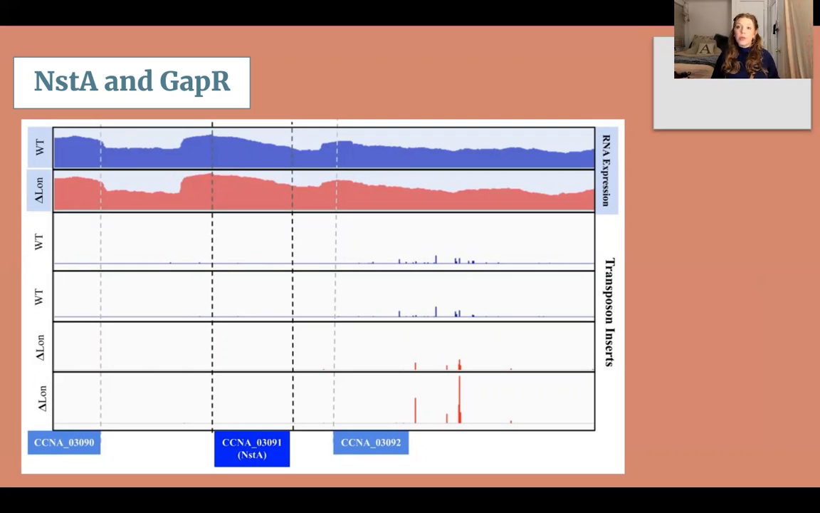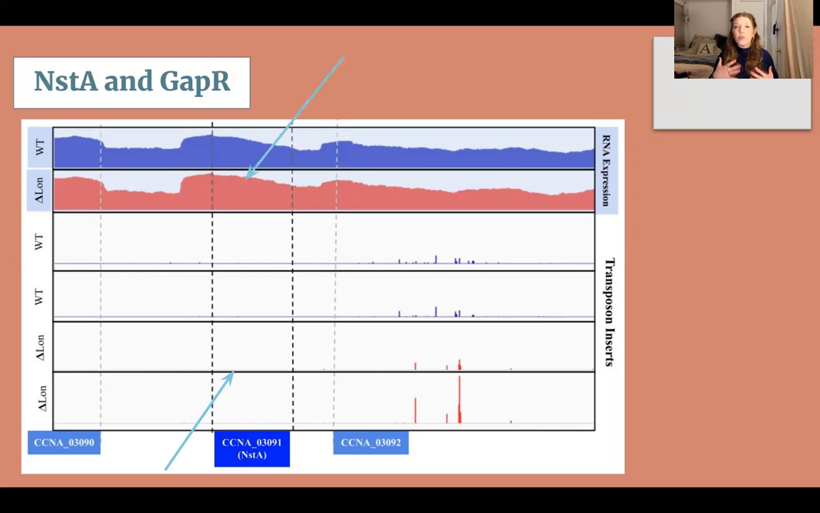With transposon sequencing data, it basically measures the number of transposon insertions, which you can see right here. Those insertions interrupt the gene, and when you have too many of them, the gene is not able to function in a certain strain. This shows what genes can be knocked out in different strains. Here we see that NstA has no insertions in either a delta lon or a wild type. This is very important because it says that NstA should be labeled as an essential gene in a delta lon mutant.